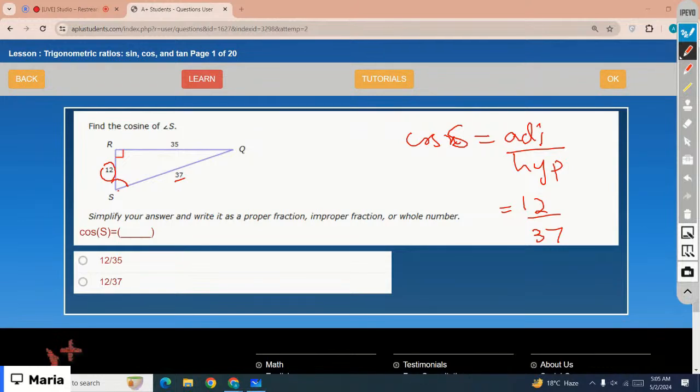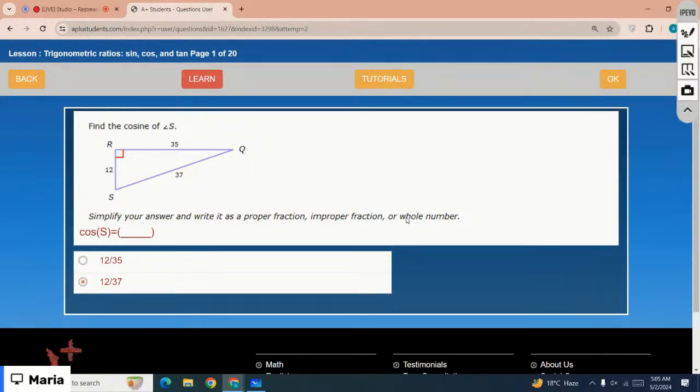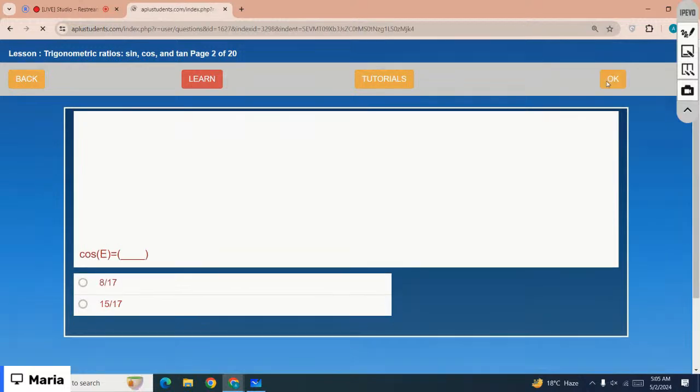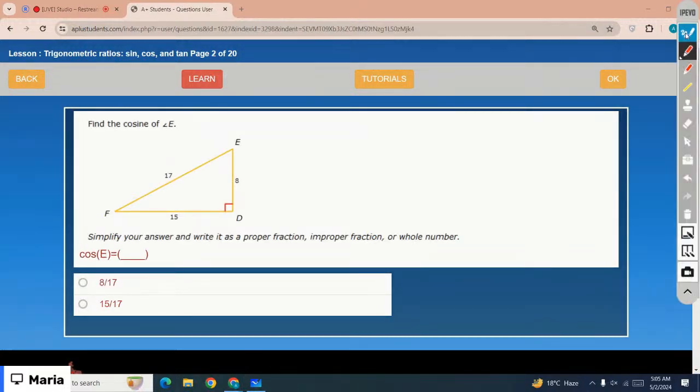The correct option is 12 over 37. Option number 2 is the correct option. So when working on the angles, be very careful about the opposite and adjacent. Okay, what is the cos of angle E? Here is the angle E. So cos of angle E equals adjacent divided by hypotenuse. Which is the correct option?